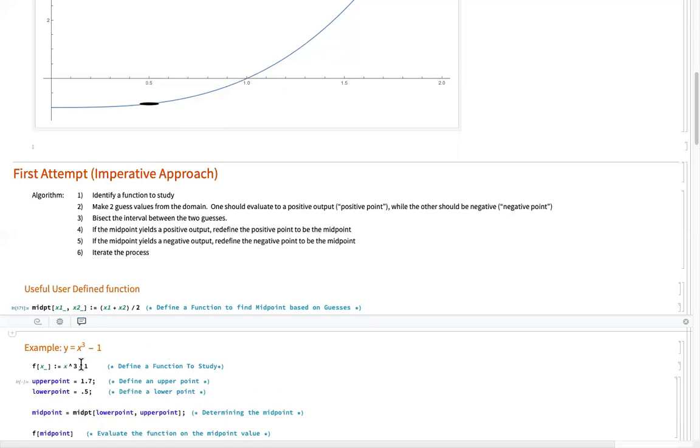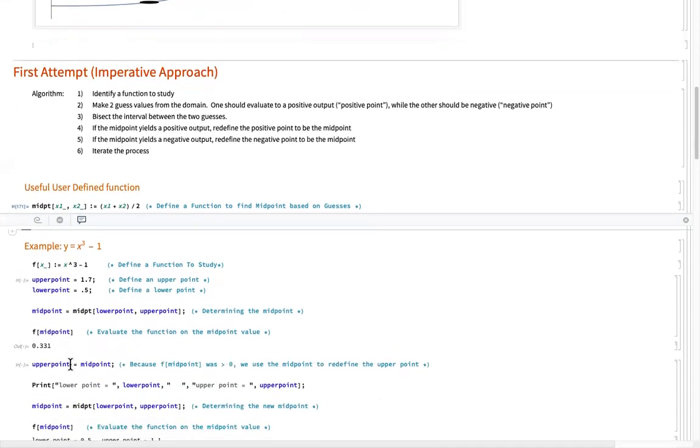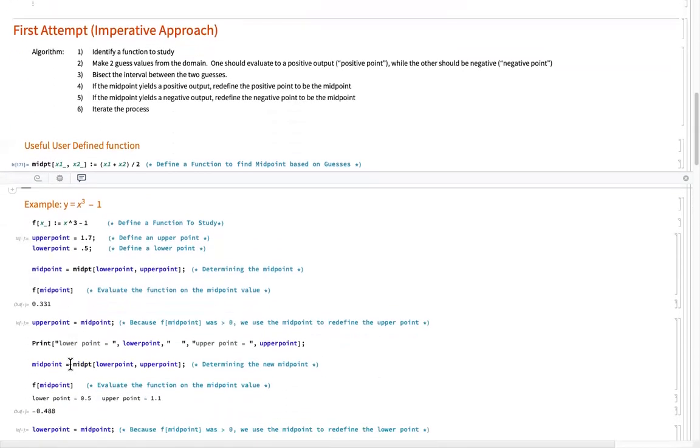And I've just picked a function here. I picked something nice and simple. It's x cubed minus 1, because the answer is clearly x equals 1 is the solution to this, for which the function is 0. So it's nice to have that because we know the answer. And the upper point, I'm going to choose to be 1.7. The lower point will be 0.5.